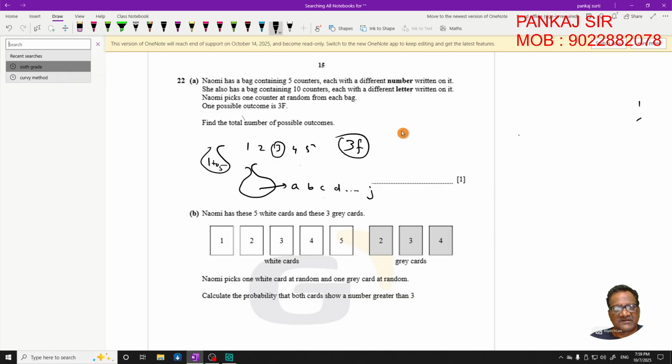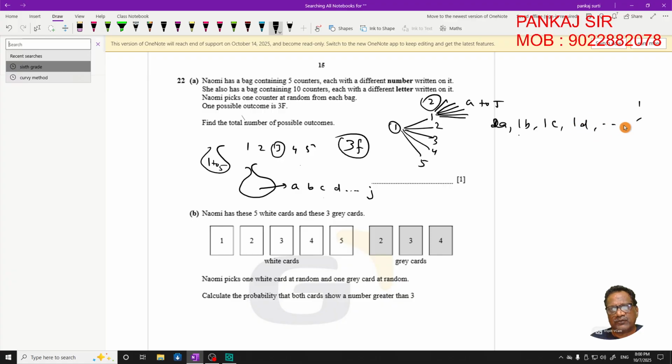Here you have to draw a tree diagram. The first bag contains numbers from 1 to 5, so the possible outcome can be 1, 2, 3, 4 or 5. Now, having chosen 1 from the first bag, from the second bag she has an option of 10 letters, A to J. So your possible values will be 1A, 1B, 1C, 1D, up to 1J. That makes 10 possibilities from here.